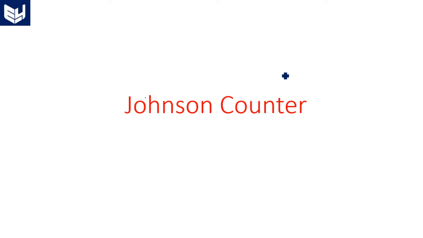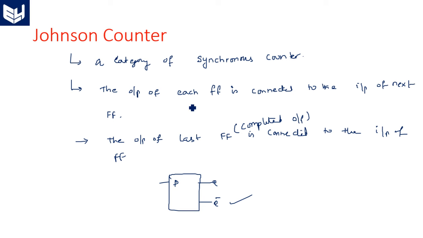Hi everyone, in this video I am going to explain the VHDL code for the Johnson counter. In the previous video we started the discussion of this Johnson counter, which consists of D flip-flops, and the output of every flip-flop is connected as the input of the next flip-flop, but the complemented output of the last stage flip-flop is connected as the input for the first flip-flop.